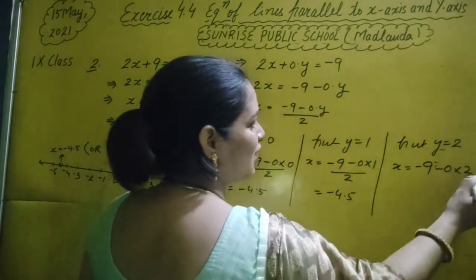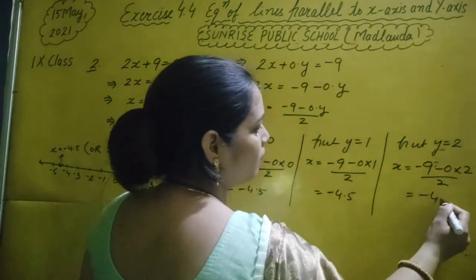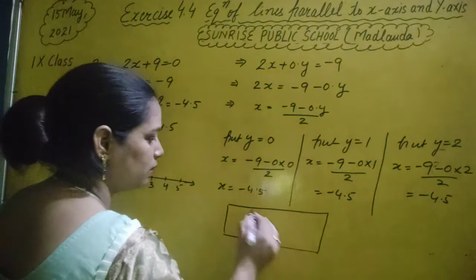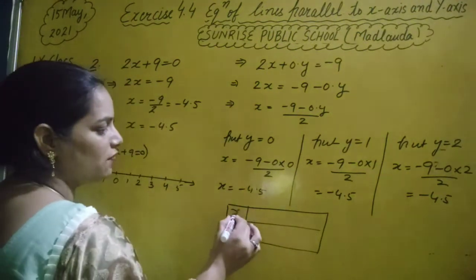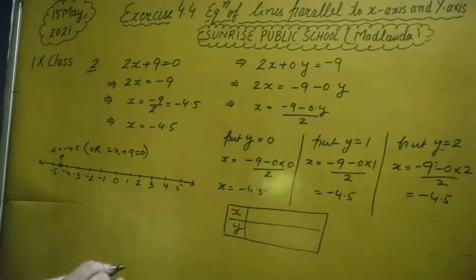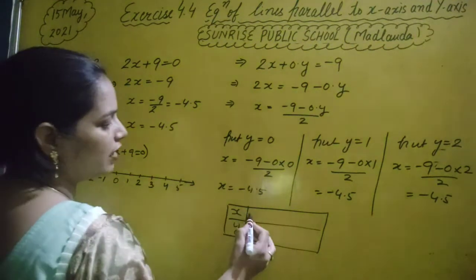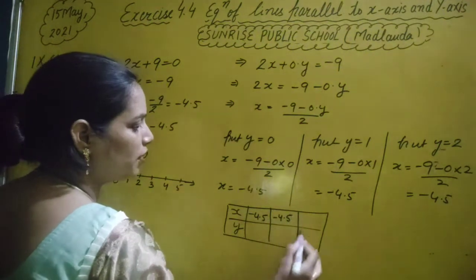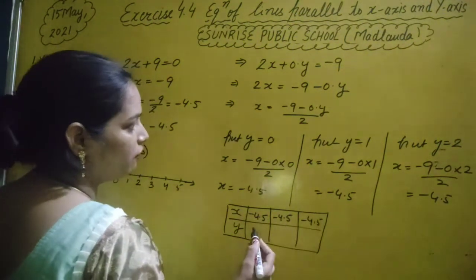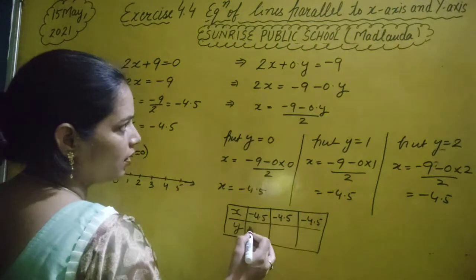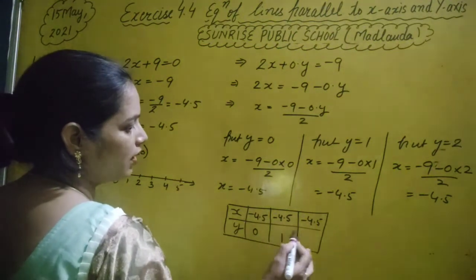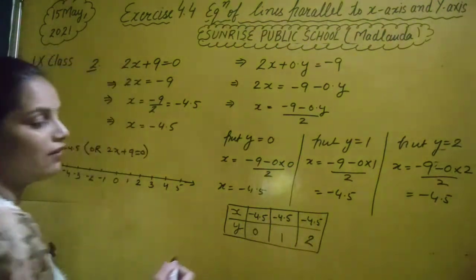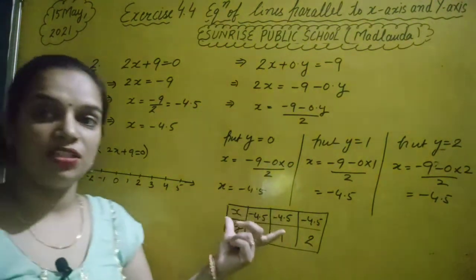x की वैल्यू क्या आ जाएगी हमारे पास? सेम आ जाएगी, -4.5. Now we will form the table. In this table there are the values of x and there are the values of y. In front of x we will write -4.5, -4.5, -4.5, and in front of y, 0, 1 and 2. These are the values of y and these are the values of x.